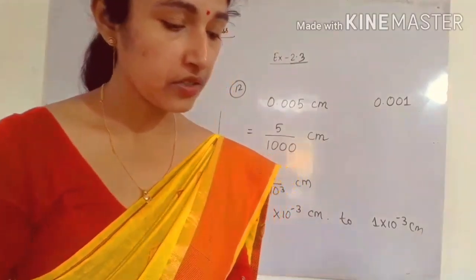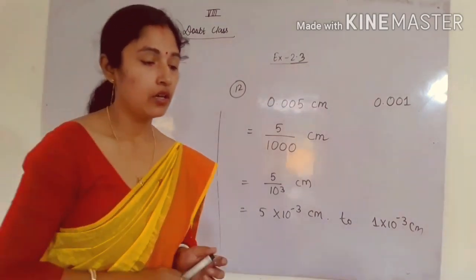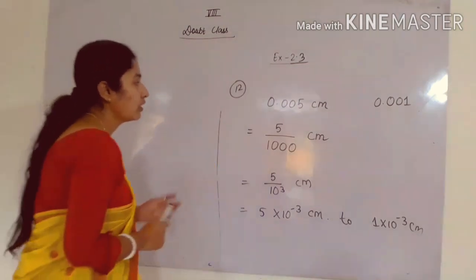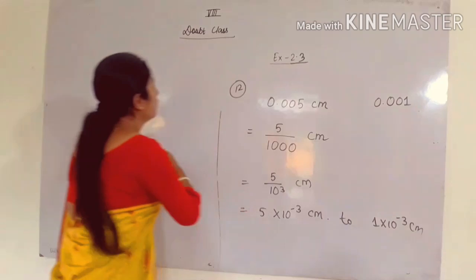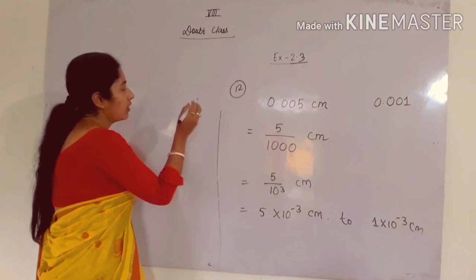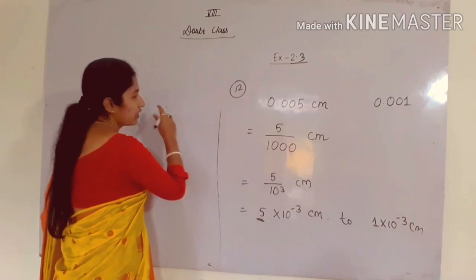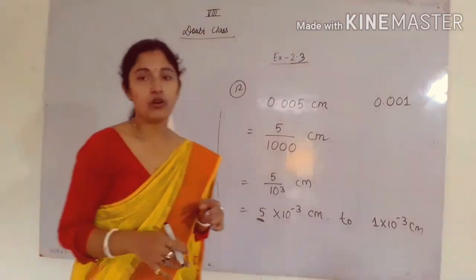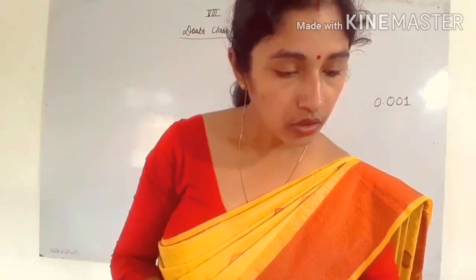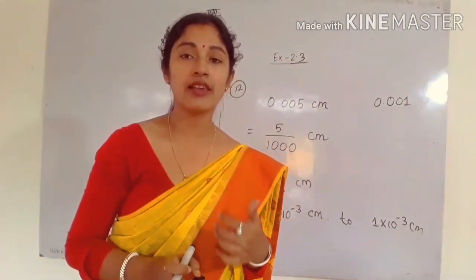The next question is from exercise 2.3, question number 12. You have to write this number in standard form, or you can say scientific notation, using exponents. So see, 0.005. You already know the number in standard form should be like this. You know the value of k, right? The value of k is between 1 and 10. Between means it is greater than 0 and less than 10.